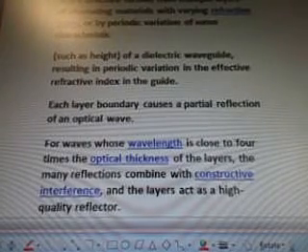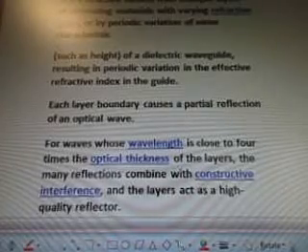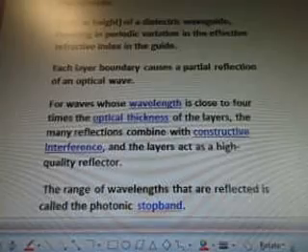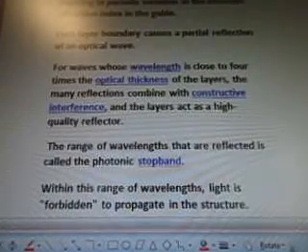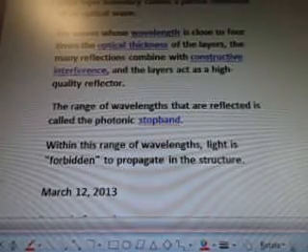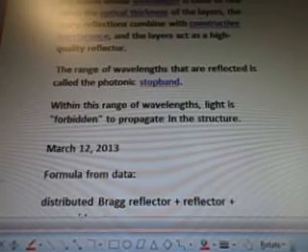Each layer boundary causes a partial reflection of an optical wave. For waves whose wavelength is close to 4 times the optical thickness of the layers, the many reflections combine with constructive interference, and the layers act as a high-quality reflector. The range of wavelengths that are reflected is called the photonic stop band. Within the range of wavelengths, light is forbidden to propagate in the structure.